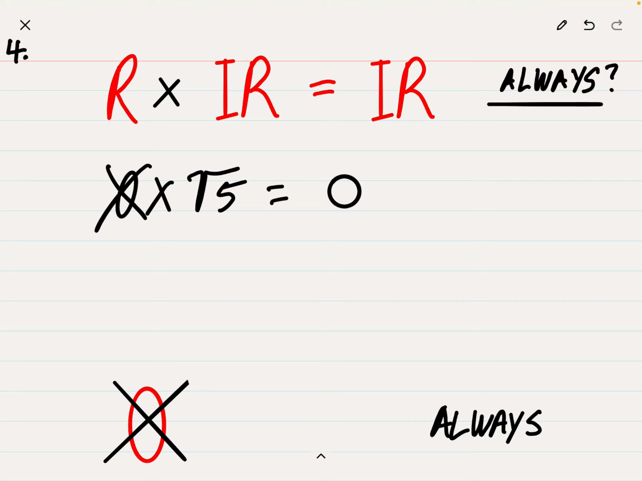Let me say that again. If the rational number is not 0, if it's any other number, let's say 3 times the square root of 5, now that will be irrational. So as long as the rational number is not 0, it will always be true. A non-zero rational number times an irrational will always give you an irrational. Make sure you remember that. It has to be a non-zero rational number. Okay, let's go to the next one.